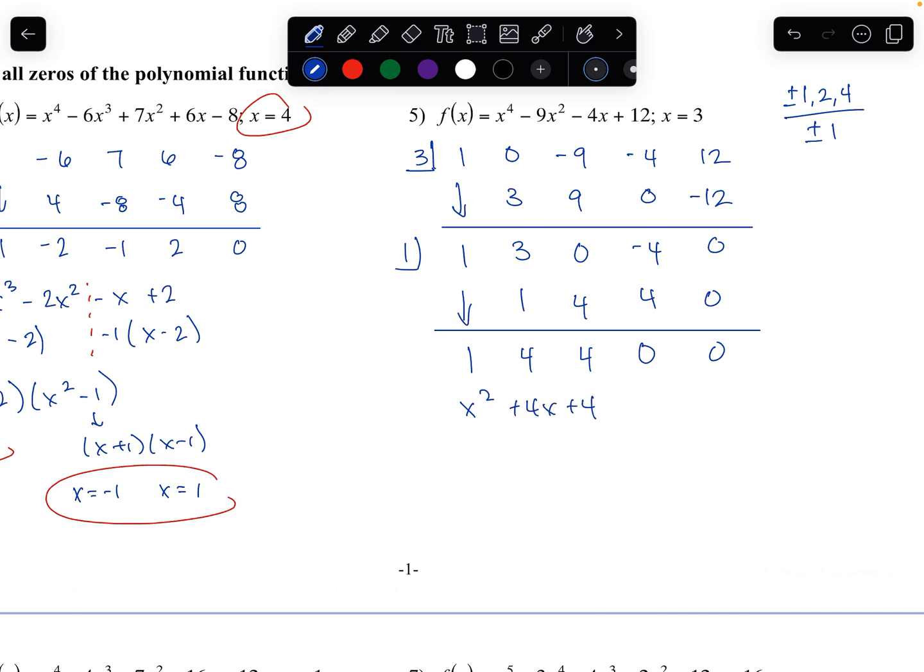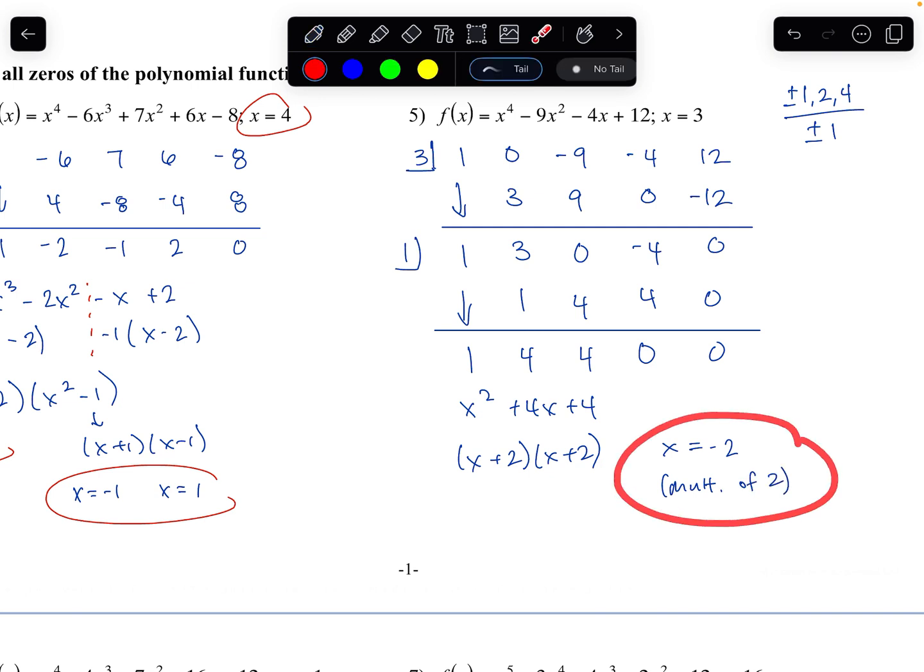Okay, so I still need the last 2 solutions. They're going to come from here. This is factorable. This is going to be factored into x plus 2 and x plus 2. So they're the same factors. So I'm going to get a solution of x equals -2, but with a multiplicity of 2. Happens twice, so there's the last 2. So here's 2, 1, 2, here's 2, 3, and 4.